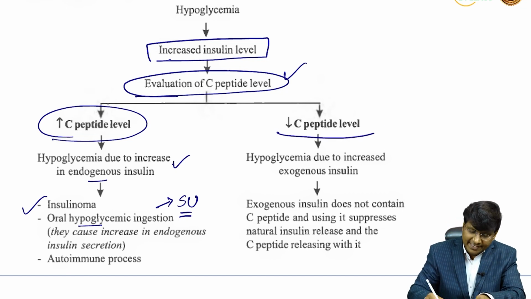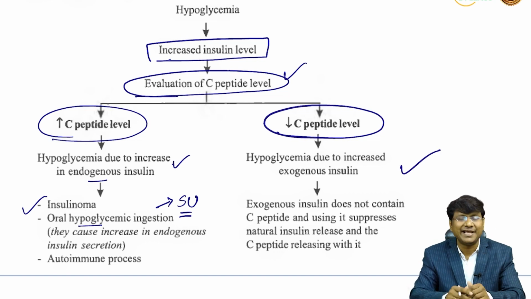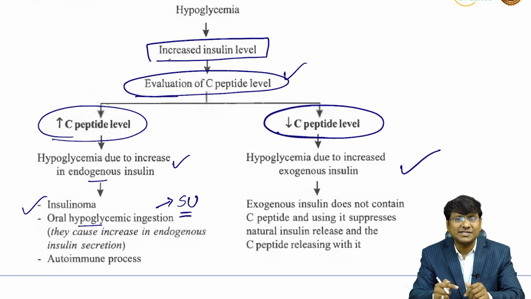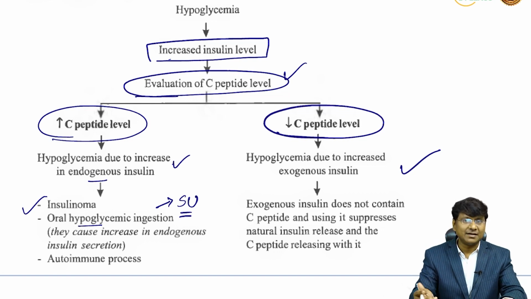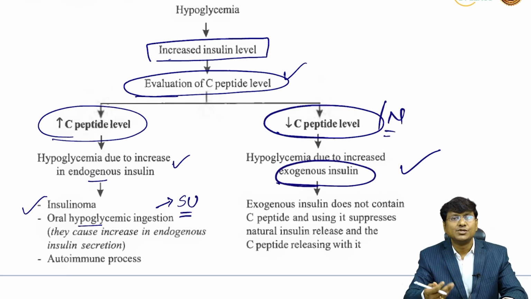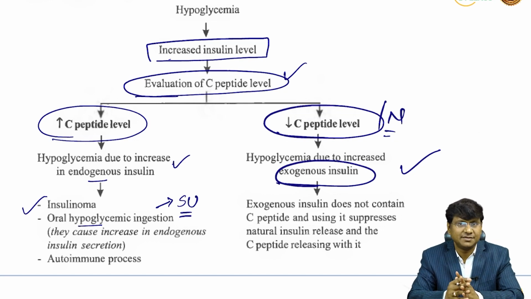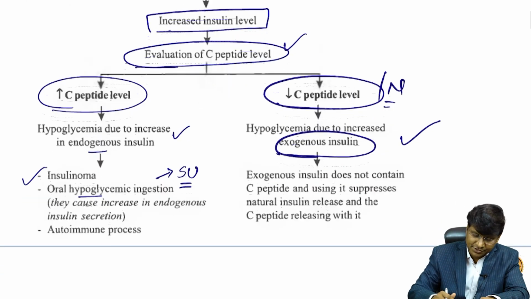But if you find that the insulin levels are increased but the C-peptide levels are either reduced or remaining normal, then in such a case you need to consider exogenous insulin, because exogenous insulin does not contain C-peptide. So that is the reason why, if the C-peptide levels are reduced or remaining normal, you need to consider it as exogenous insulin. So that is how you need to evaluate the cause of hypoglycemia, right? So that was about the second question.